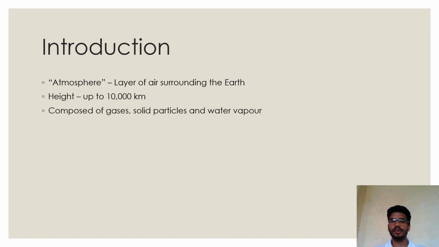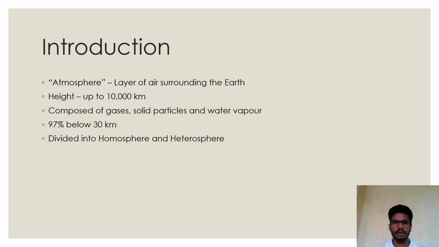Now, the atmosphere is composed of three components: gases, solid particles, and water vapors. These three are the important constituents of the atmosphere, and the atmosphere is divided into homosphere and heterosphere. The homosphere is the zone where chemical composition does not change. So the chemical composition of that layer would remain constant. The homosphere extends from zero sea level to 80 kilometers height, and the heterosphere spreads farther above, from 80 kilometers to 480 kilometers or 10,000 kilometers.